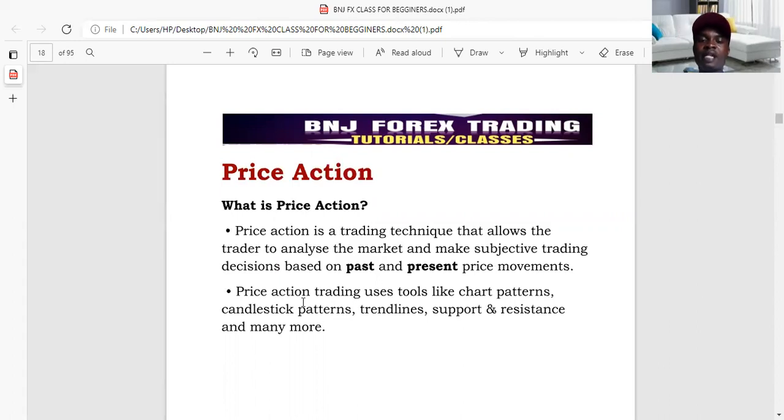In price action trading, you use tools like chart patterns, candlestick patterns, trend lines, support and resistance, and many more.